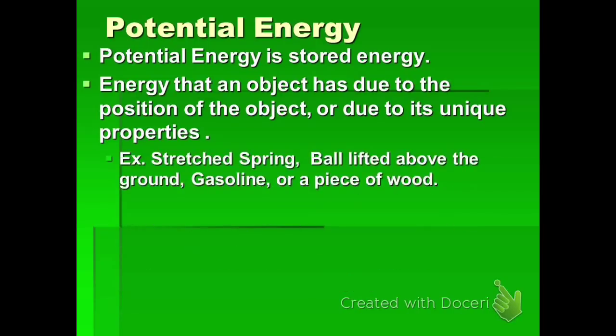So for example, a stretched spring, its position allows it to move at some point in the future. A ball above the ground could be moving if you dropped it. Or something like gasoline or a piece of wood have potential energy because they could be burnt to release the energy in those chemical bonds.